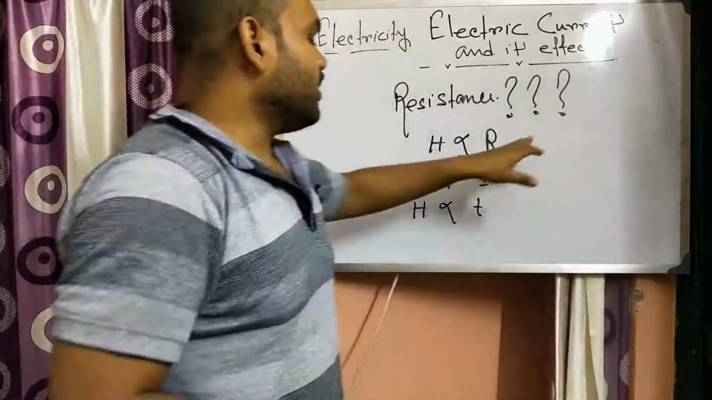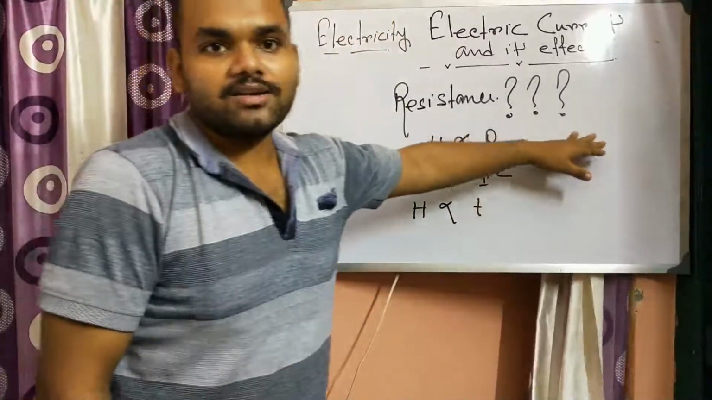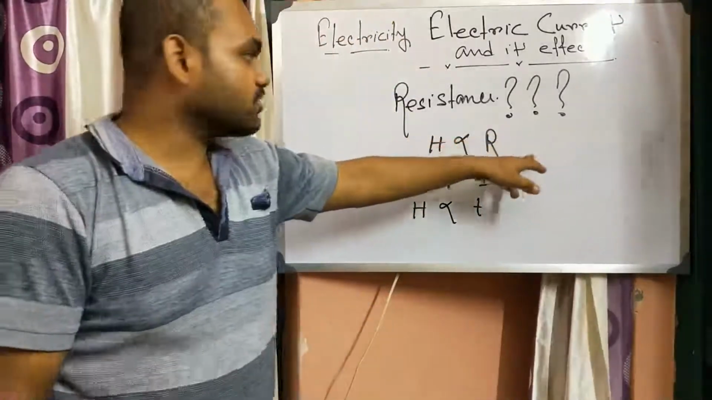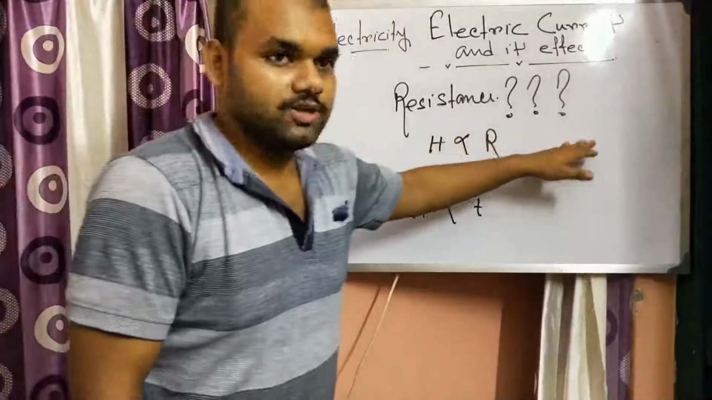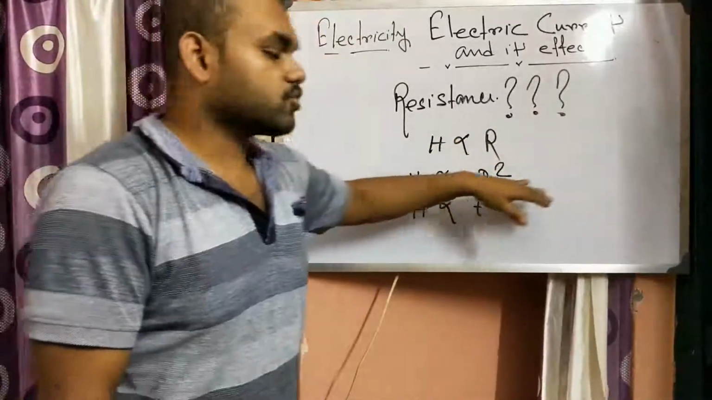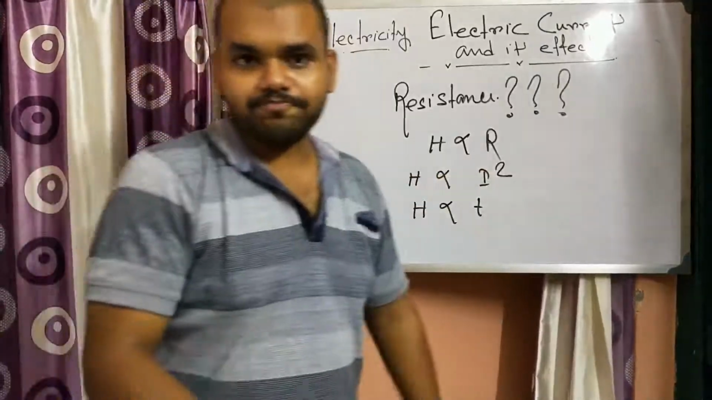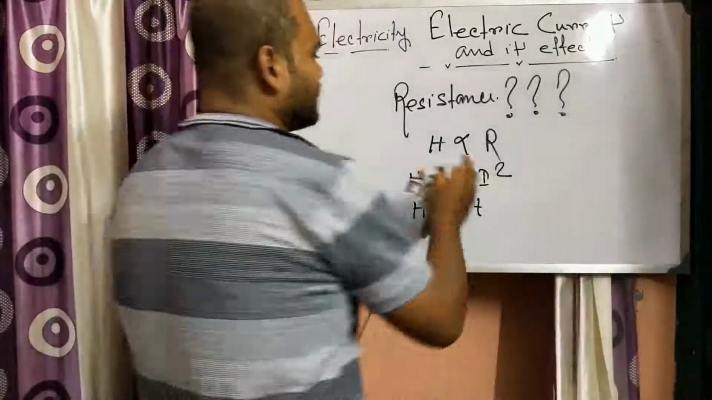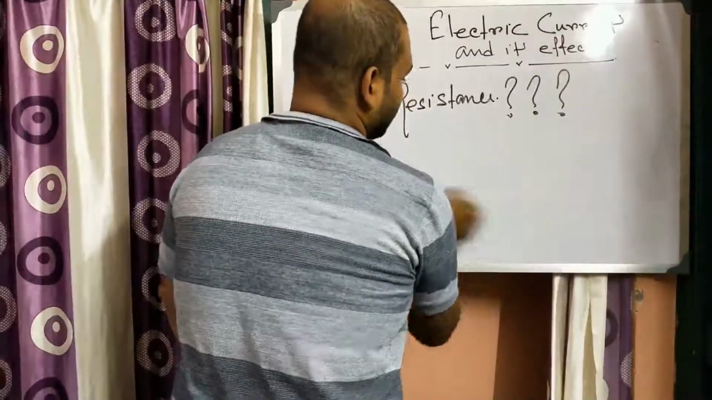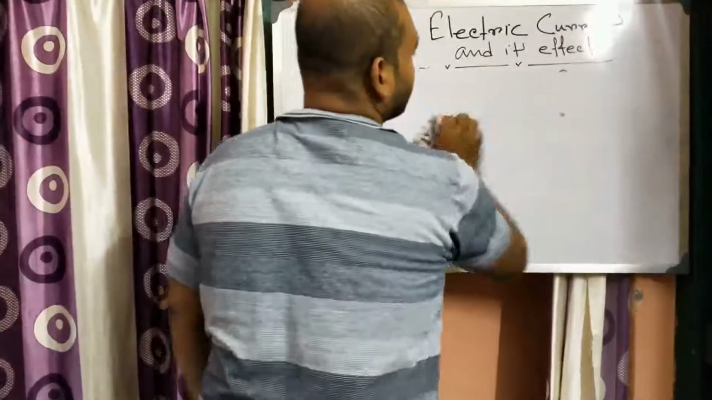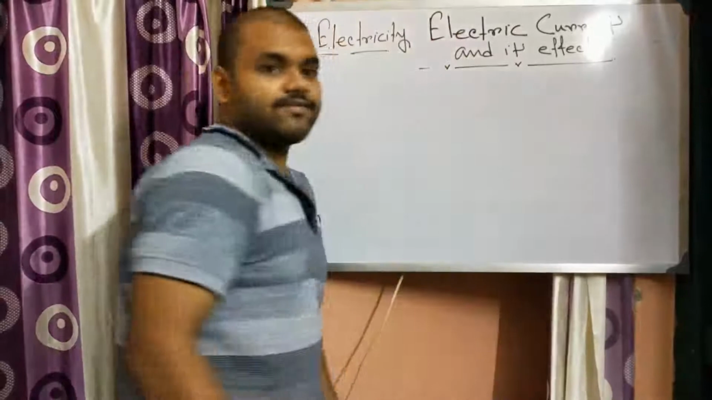So remember, if the temperature and all other physical things remain constant, then heat is directly proportional to the resistance, heat is directly proportional to the square of the current, and heat is directly proportional to the time. Now this is known as the heating effect of electric current. Is there any utilization of the heating effect of electric current?